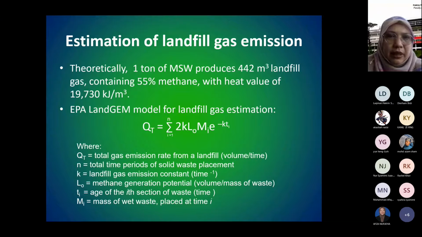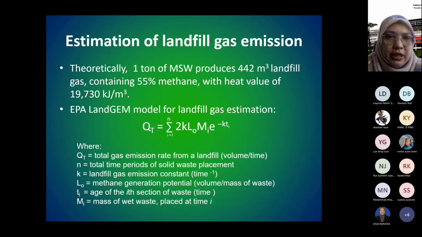So for gas estimation from a landfill, theoretically, one ton of municipal solid waste will produce around 442 cubic meters of landfill gas, which contains around 55% methane, with a heat value of 19,730 kilojoules per cubic meter. So if we are targeting to recover energy, the heat value is an important criterion to show us how much energy can be released from the methane gas.